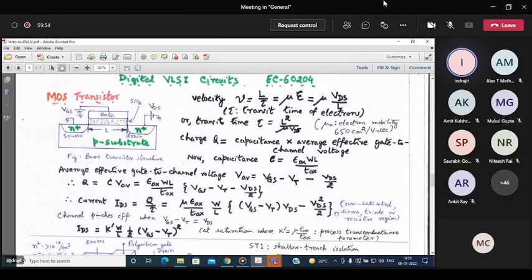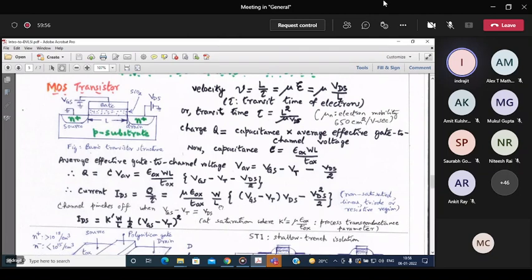So four names are given. I have not shown the graph yet; we'll show it next day. Mu epsilon Ex by Tx into W by L, into VGS minus VT into VDS minus VDS square by 2. This equation holds good when the device is in the triode region, or resistive region, or non-saturated or linear region.